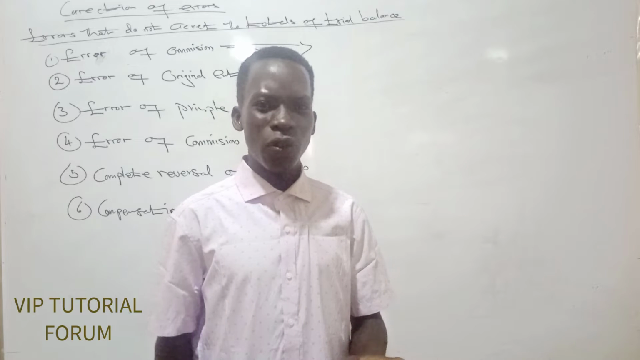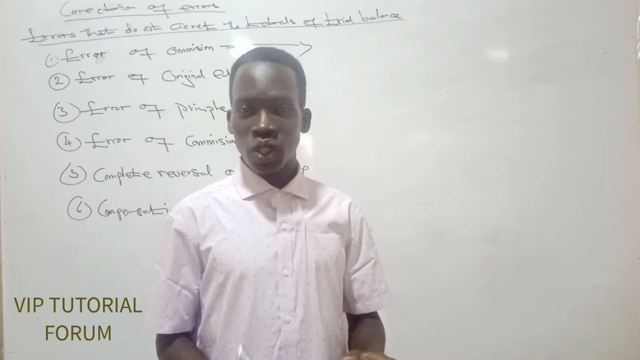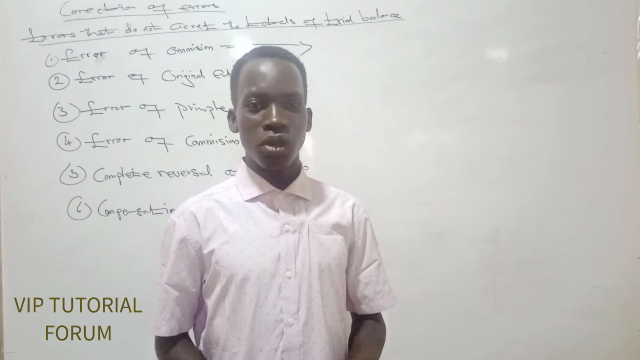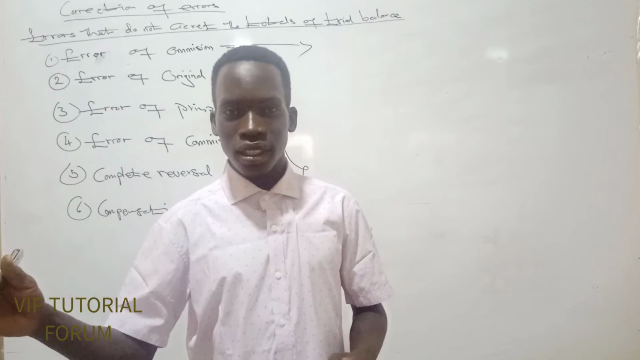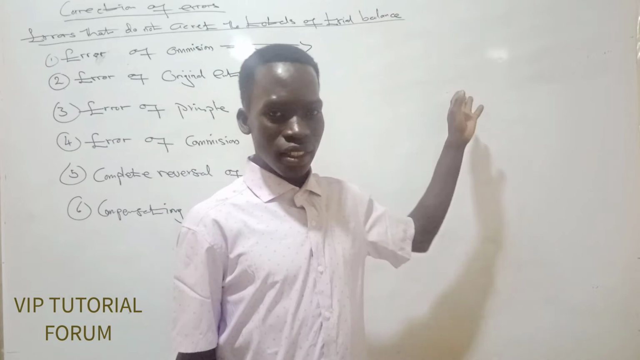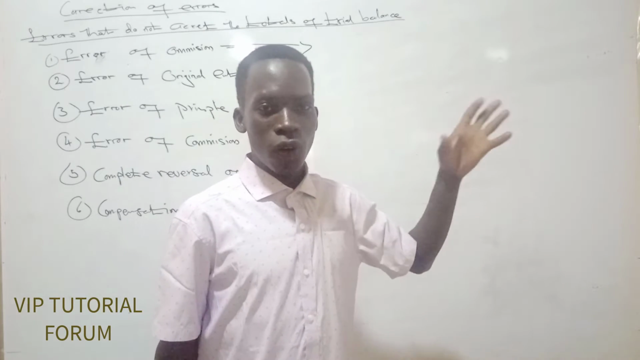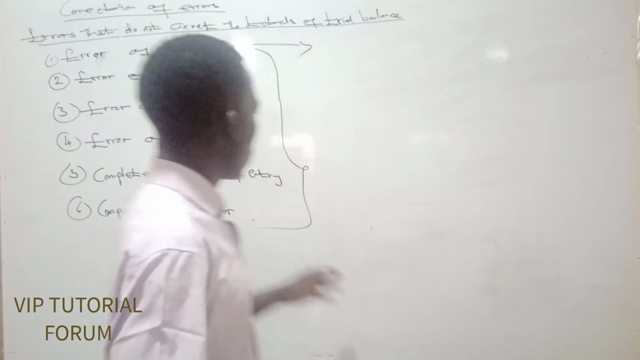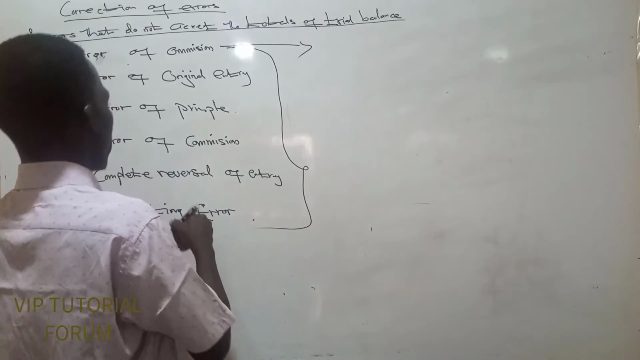Since no posting was made, it will not affect the totals of the trial balance. The trial balance will still balance because nothing was debited or credited. It was not debited nor credited. So this is what we call error of omission, when the transaction was completely omitted from the books. Then the next error is what?